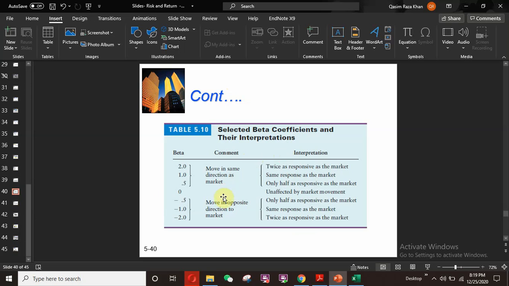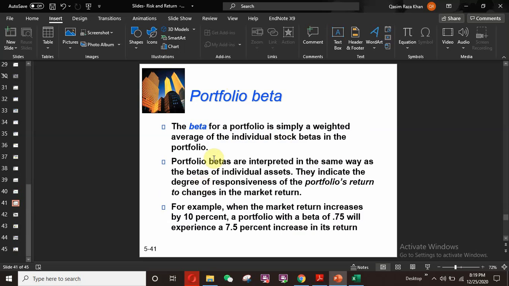We were talking about the individual security beta. So at the time of portfolio, the beta for a portfolio is simply a weighted average of the individual stock betas in the portfolio. Portfolio betas are interpreted in the same way as the beta of individual assets. They indicate the degree of responsiveness of the portfolio returns to change in the market returns.